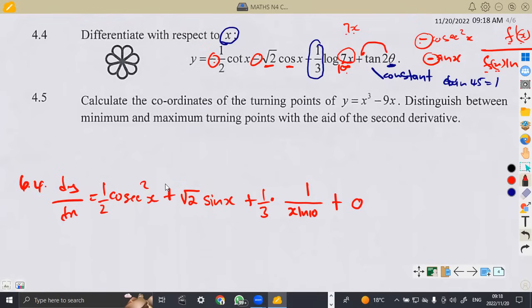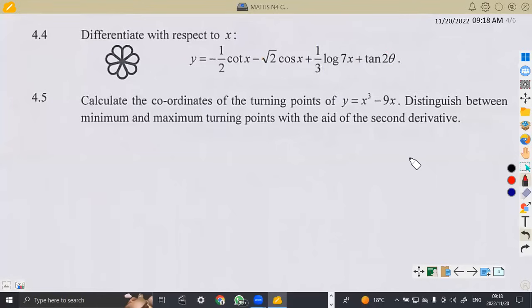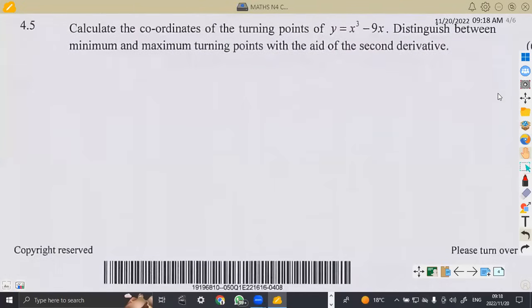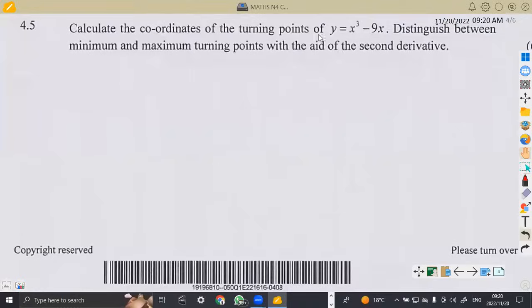Okay, 4.5. Calculate the coordinates of the turning points of y is equal to x cubed minus 9x. Distinguish them. That is what the question is asking us. Whenever you're asked to calculate the coordinates of the turning points, remember this is the derivative. We are given y, so at the turning point, we know that dy/dx is supposed to be equal to 0. If it was f of x, then the first derivative is supposed to be equal to 0 just like that.